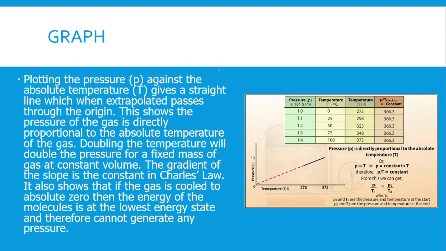This is a graph of pressure against temperature. It's basically an experiment that was conducted, and it really just shows how they're directly proportional. Pressure is directly proportional to temperature, in case we keep the volume constant. That is it.